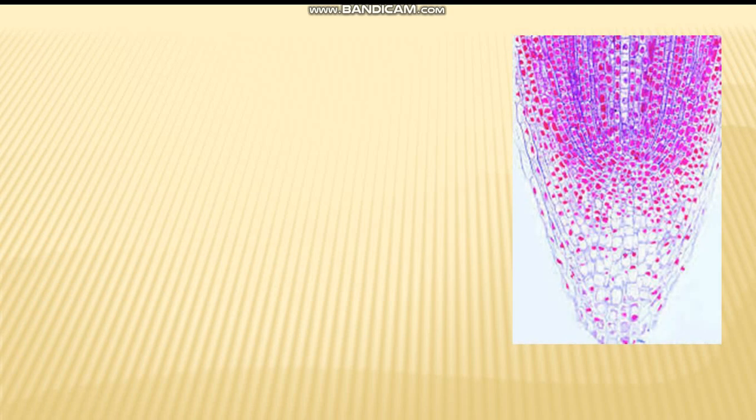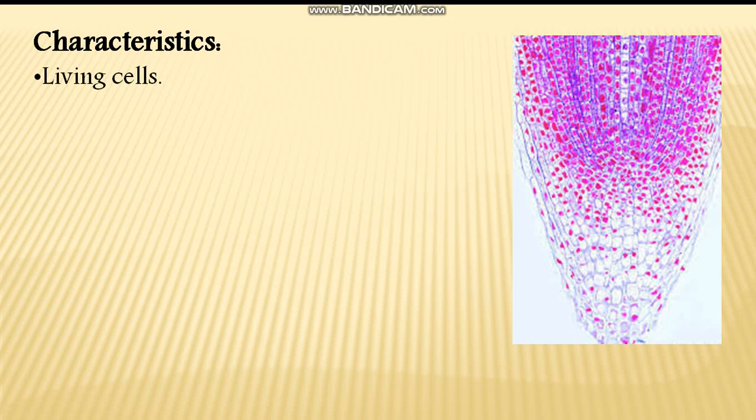Let's have a look at the characteristics of the meristematic tissue. The figure is given on the right side. First, they are living cells, as they have a nucleus. Second, they divide by the process of mitosis. Mitosis means the cells will be dividing in such a way that the number of chromosomes in the daughter cell and in the mother cell will be similar.